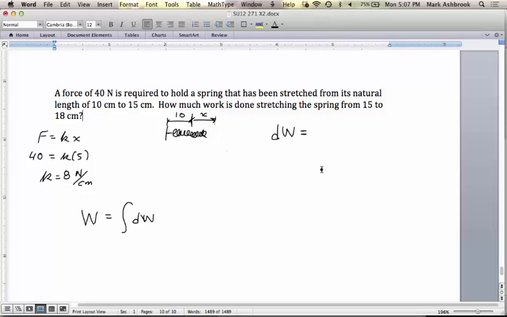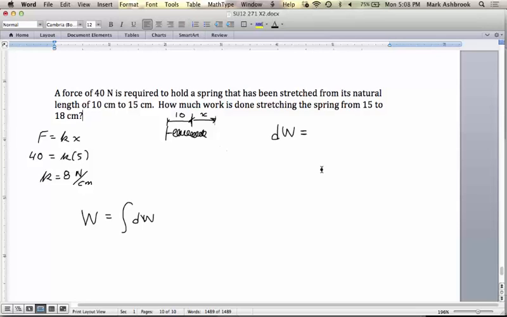Okay, so if we want the total work, it's going to be the sum of all the little bits of work. So how are we going to calculate a little bit of work that we do in stretching the spring? We're trying to find the constant first. You got this force and corresponding displacement of 5. That gives you our spring constant of 8 newtons per centimeter. So we've got the spring constant. Now we want to get a little bit of work, and we're going to sum up all the little bits of work to get the total amount of work.